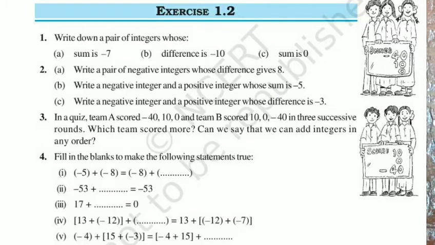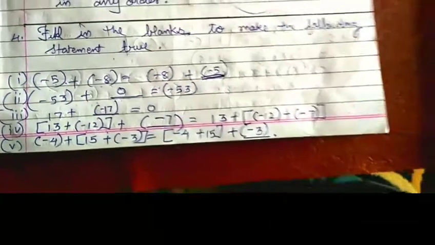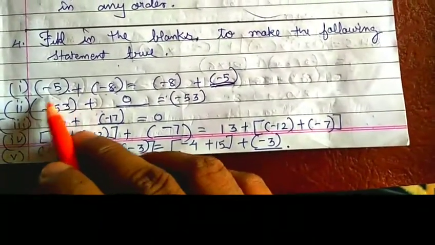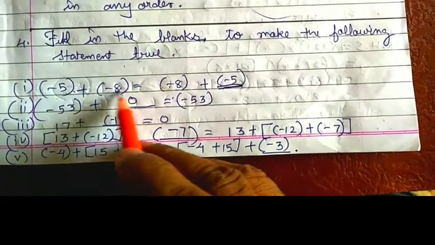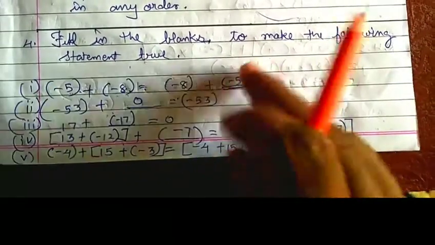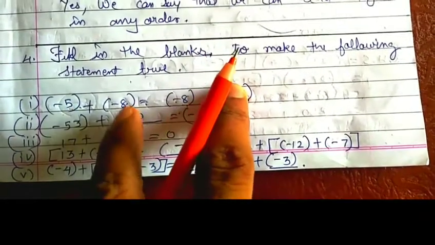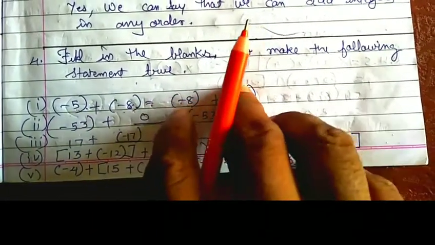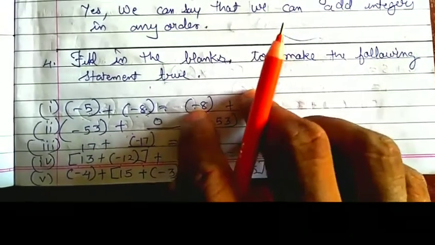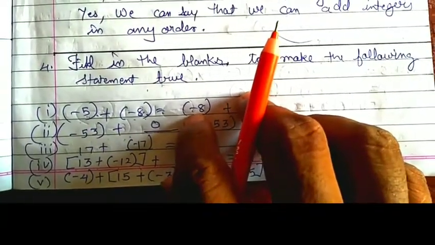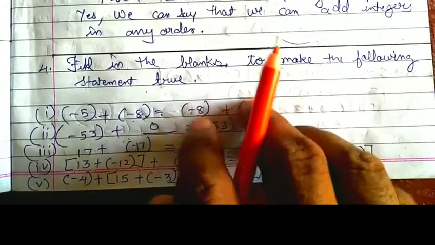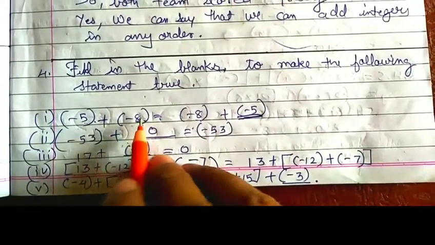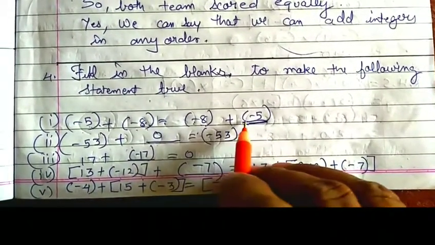Fill in the blanks to make the following statement true. Very simple blanks are given. Okay, now let us see the solution of question number 4. Now here in the first it is given negative 5 plus negative 8 equals negative 8 plus what? So negative 5 plus negative 8 gives negative 13. In the same way, to get negative 13, what will we add to negative 8? Again, negative 5 should be added. So negative 5 plus negative 8 equals negative 8 plus negative 5.